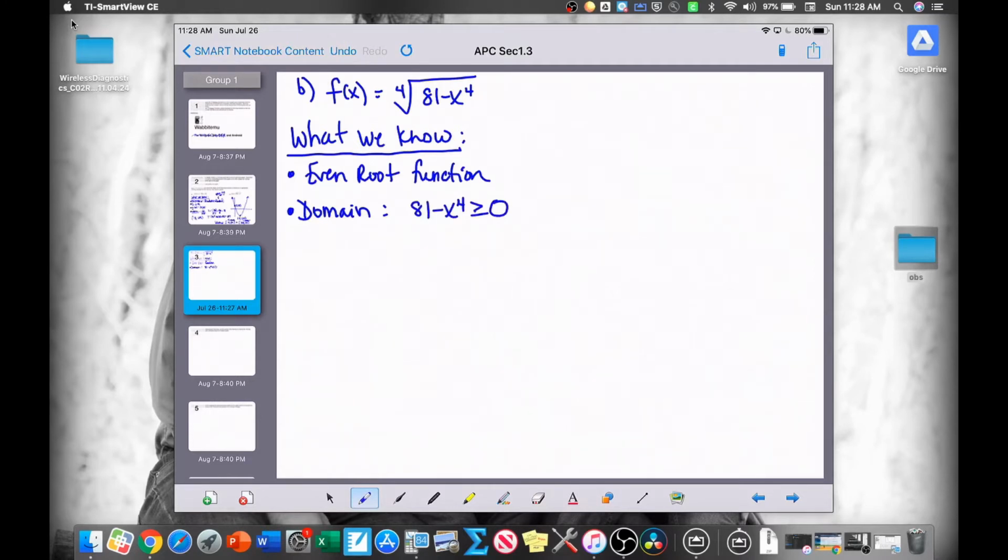And hopefully you recognize that we can do some factoring with 81 minus x to the 4th. That is a difference of squares. So that is going to factor into (9 minus x squared) times (9 plus x squared). And then the 9 minus x squared is a difference of squares again. So that can be factored down further into (3 plus x) times (3 minus x), and then we still have our 9 plus x squared. That one cannot be factored further.